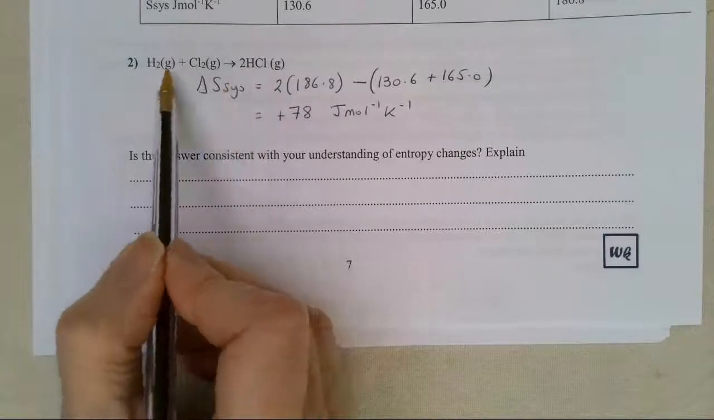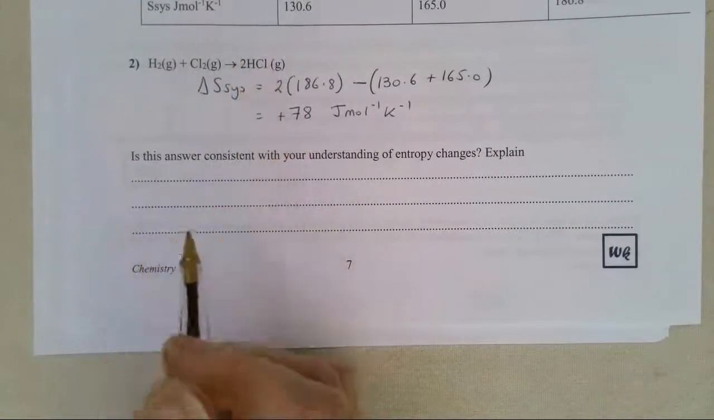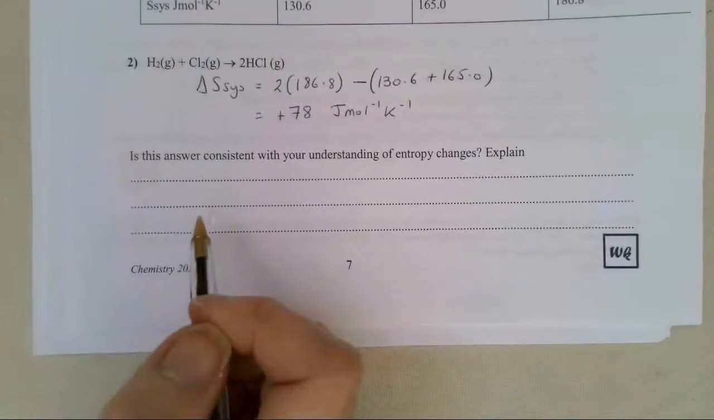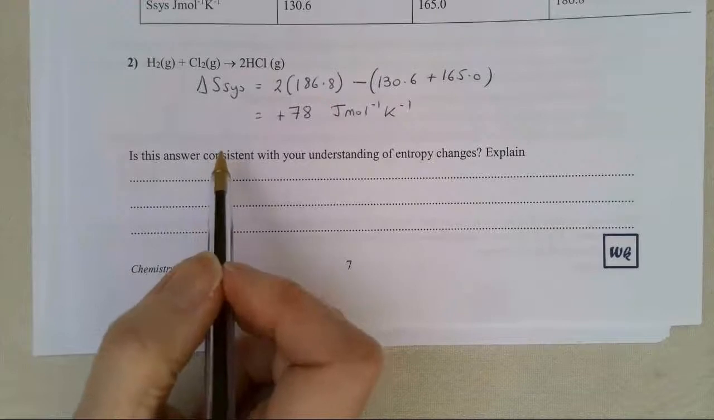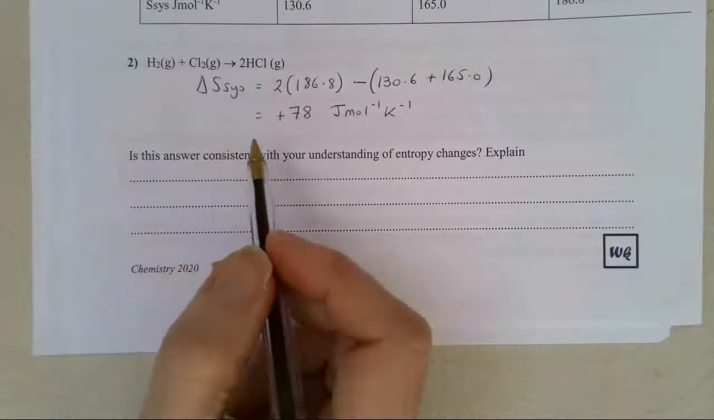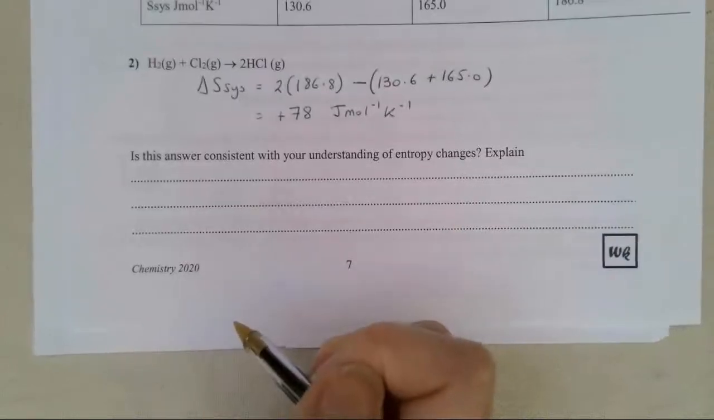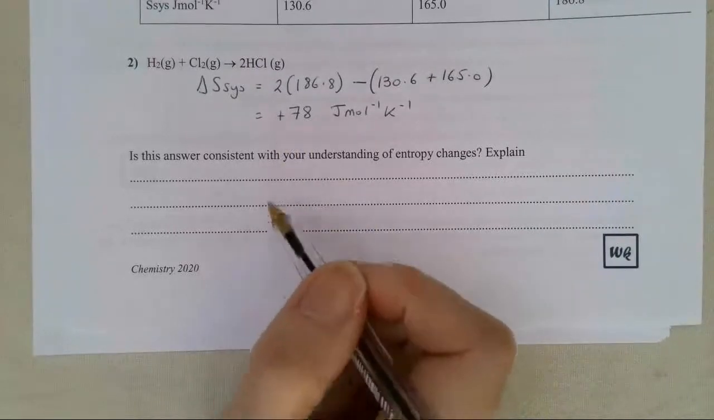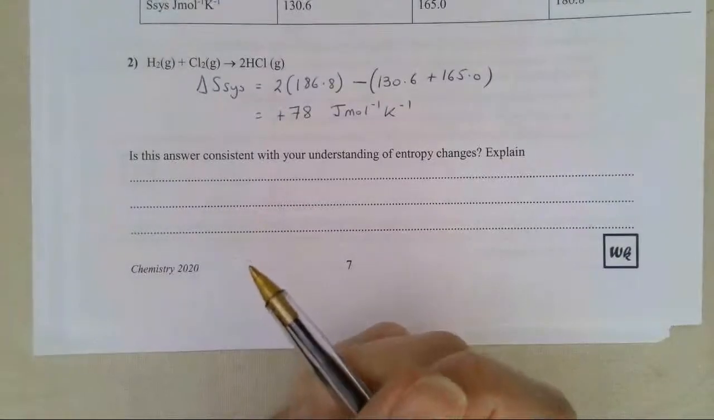The only difference between the gases is that HCl is a slightly more complex molecule. So there's slightly more microstates or ways of arranging the HCl than there is the hydrogen and the chlorine. So there's a small increase in entropy. But it's actually very difficult to judge from that equation whether it's going to be slightly positive or slightly negative. Much easier in the first example.